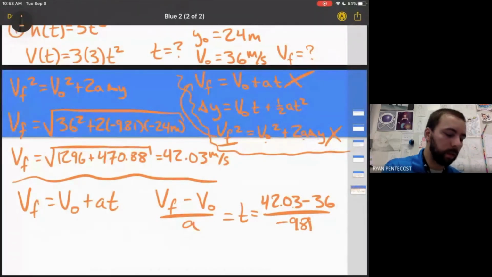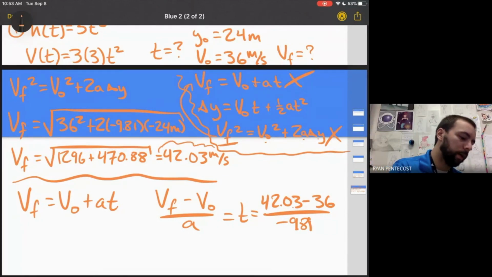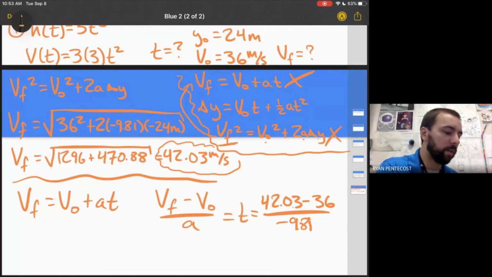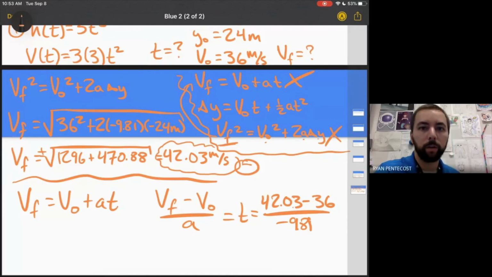Now, you can see here this is going to be an issue because I made a mistake. So let's look at my mistake. 42.03 minus 36, that's going to be a positive number. Positive number divided by a negative number, you can't have negative time. So up here, I did not think about that. The v final, it's falling, needs to be negative. It was under a square root, and every square root has a plus minus attached to it. It could be positive or negative. So that needs to be negative 42.03 minus 36 divided by 9.81.